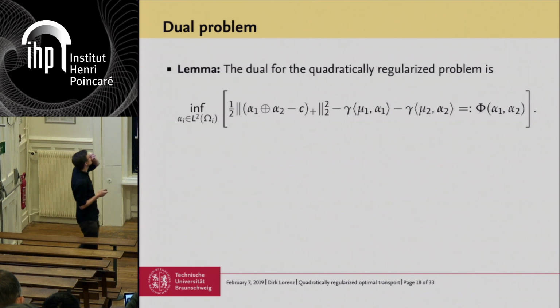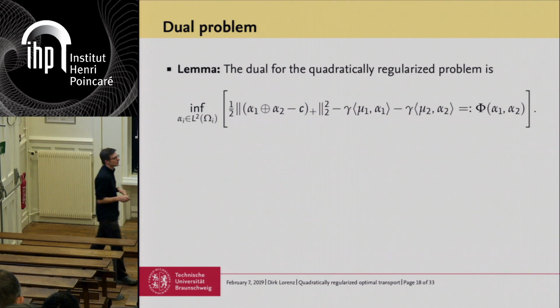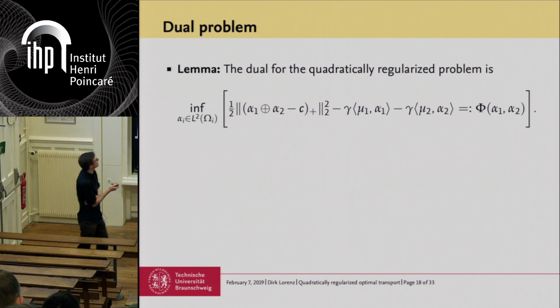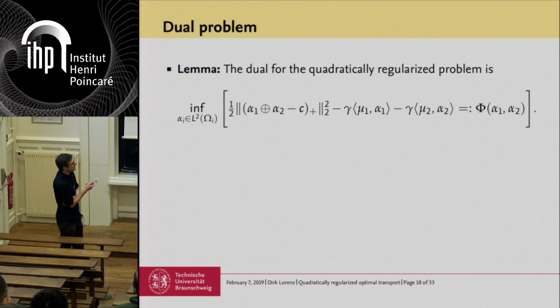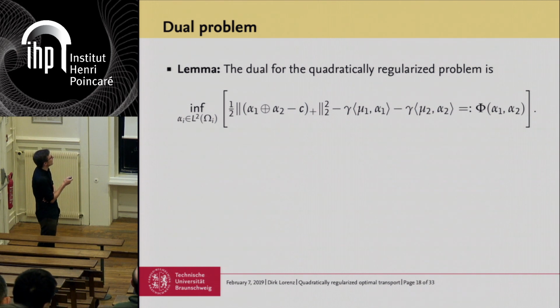Okay. So what about the dual problem and dual existence? So this is a formal dual, and then you can also prove that this actually is the dual. It's basically the same as before. Now you have the positive part here, and you take the 2-norm of the positive part of alpha 1 plus alpha 2 minus c, and this is for the 2 marginals. And you can minimize over alpha 1 and alpha 2 in L2 functions. So that's pretty simple.